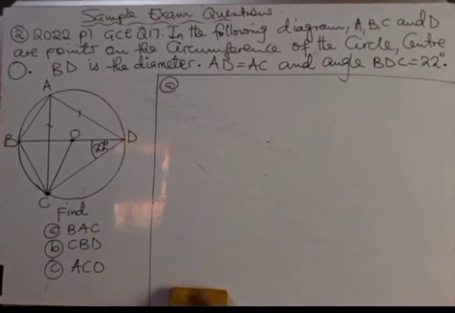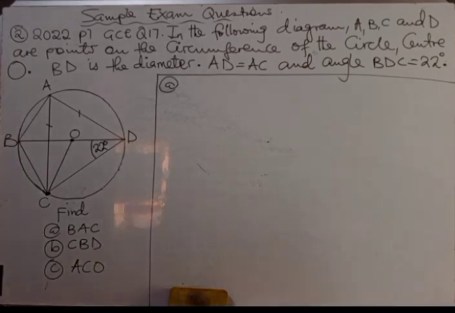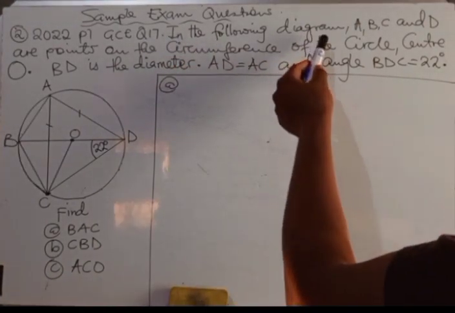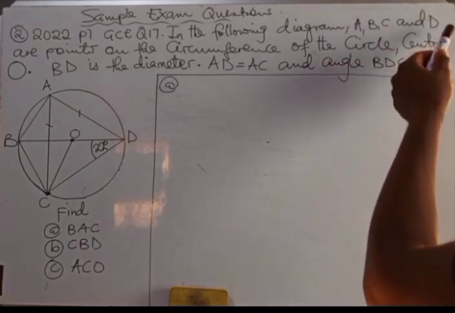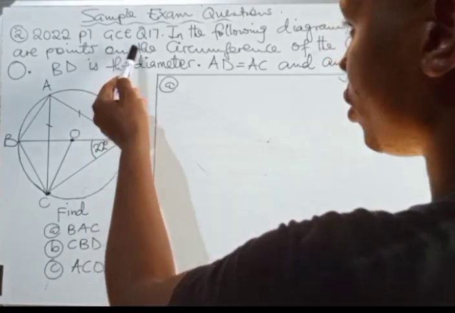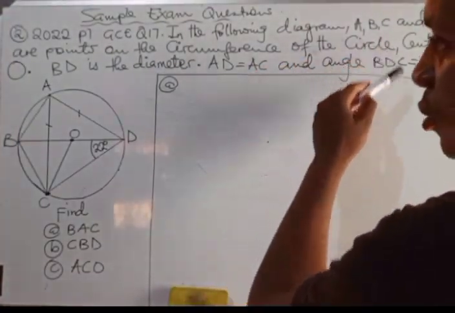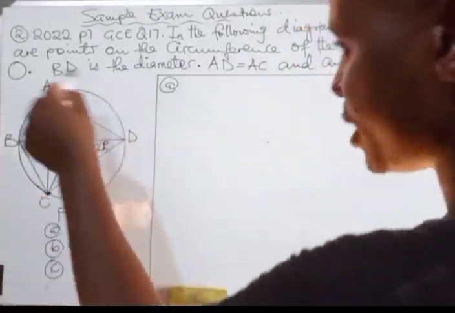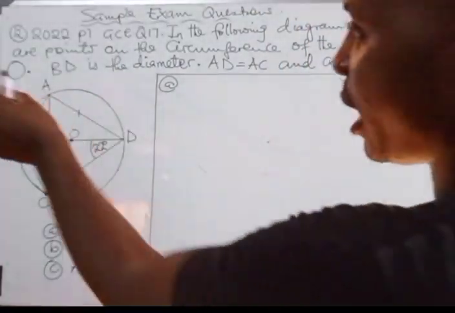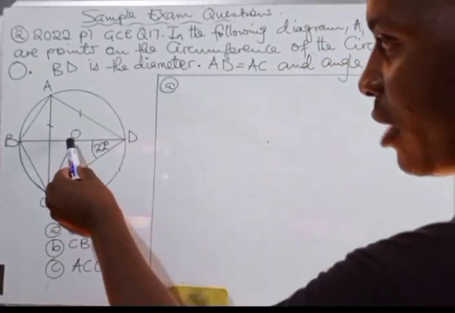Another question, this one is also coming from 2022, Paper 1 GCE, and this was question number 17. The question is: in the following diagram, A, B, C, and D are points on the circumference of the circle with center O.